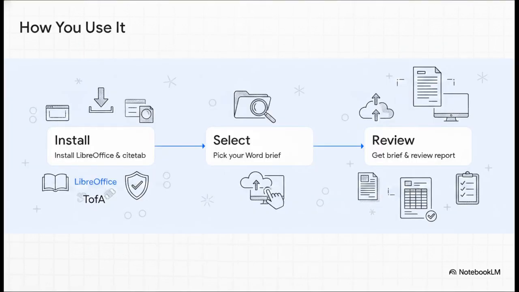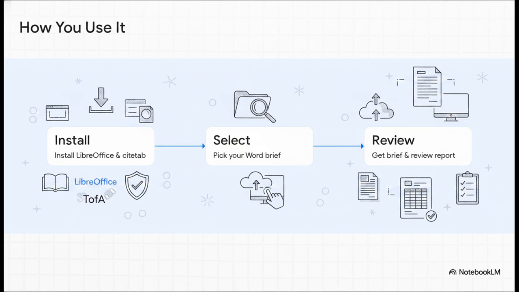Okay, so how do you actually use it in practice? It's wonderfully straightforward. It's a Windows app, and the workflow is dead simple. Step 1, you install one free program that citetab relies on behind the scenes. It's called LibreOffice, and then you install citetab itself. Step 2, you open citetab and just select your word brief. That's literally it. Step 3, a few seconds later, boom, 2 new files are sitting right next to your original document. You get your brief, now with the table of authorities seamlessly built right in.